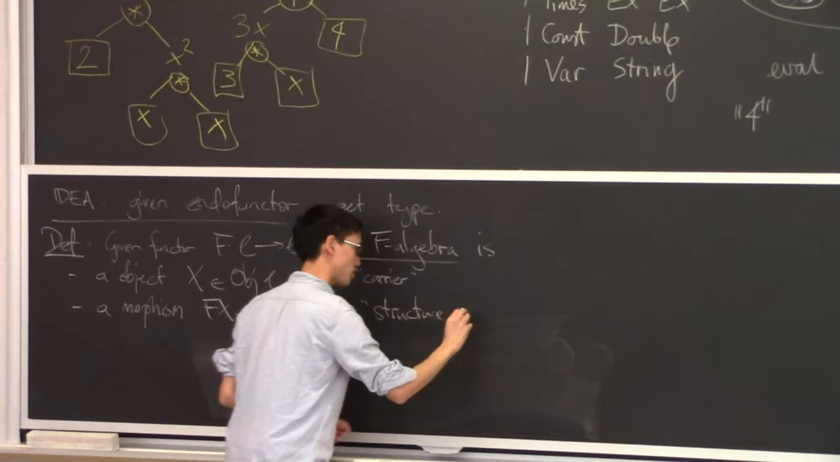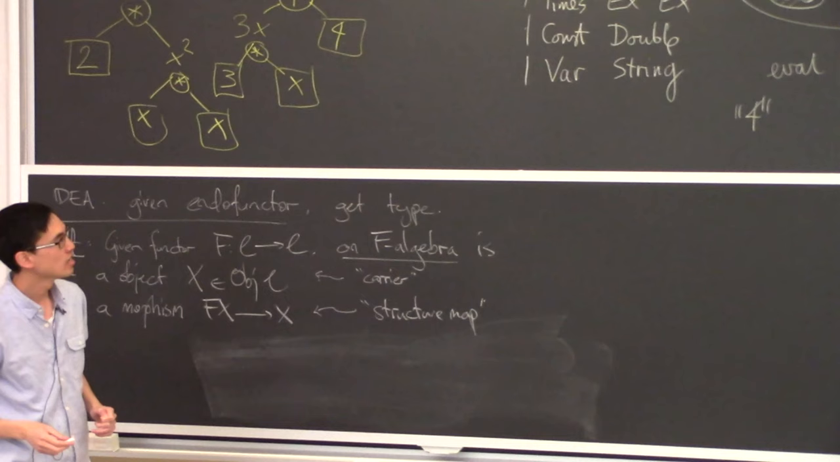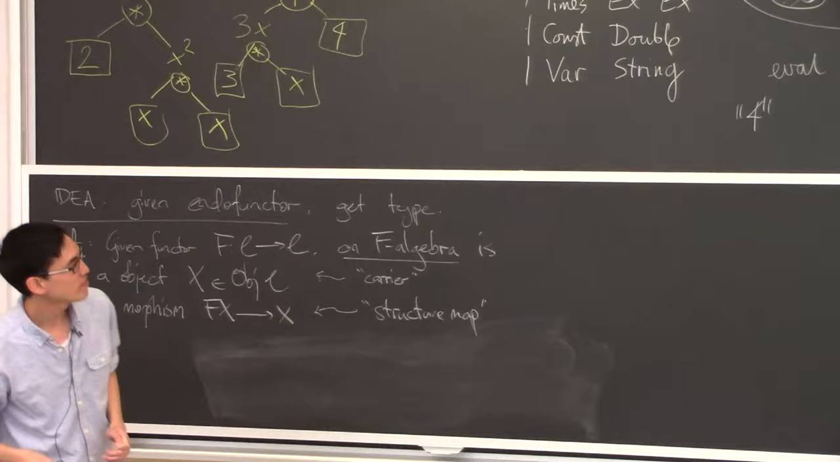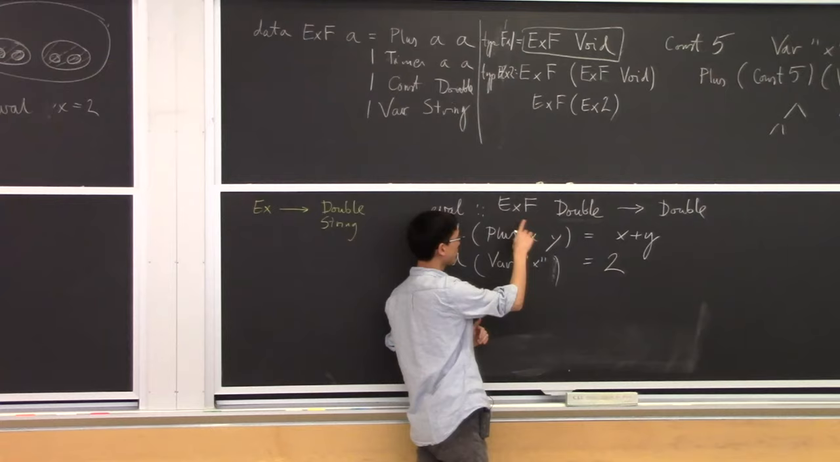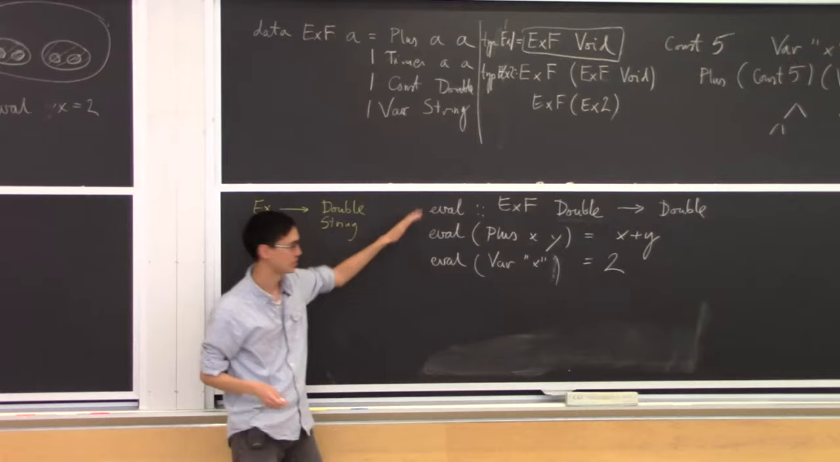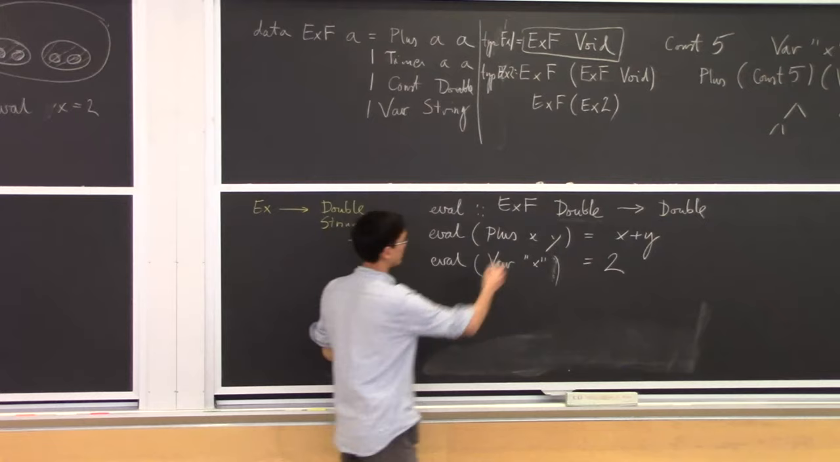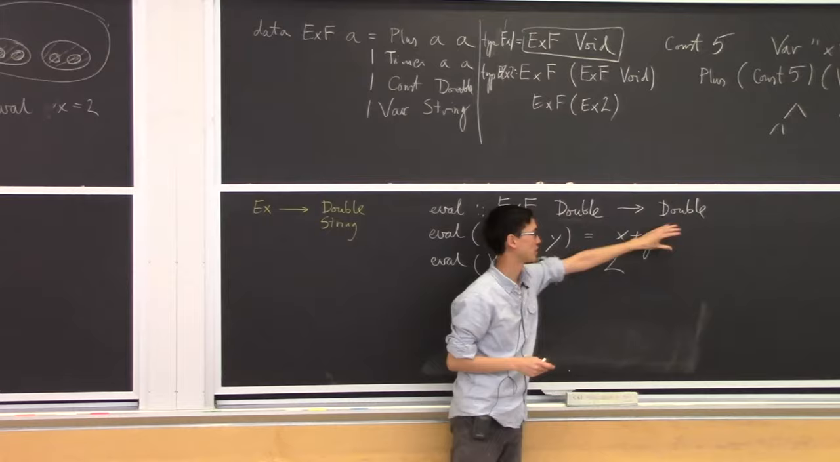Okay, do we have an example on the board? The eval. Eval is an example, right? So here's our functor f. Here's our carrier x. And now we have a morphism from fx to x. And what does it do? Well, the definition is only partially given. But we take some expression in these doubles and of this type, and we say how to reduce that expression down to a single double.